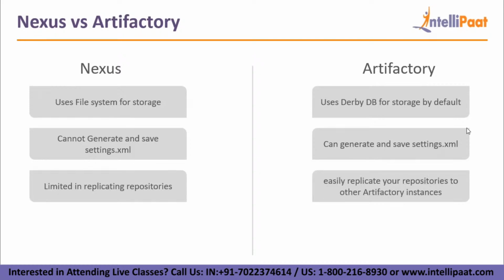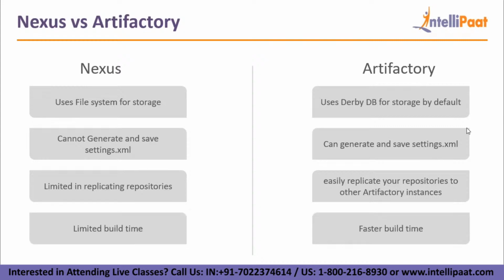Nexus is limited in replicating repositories, whereas Artifactory can easily replicate your repositories to other Artifactory instances. So basically what is being said is that Artifactory can much more seamlessly replicate any repository that you may need to use and then store it in an Artifactory instance, whereas Nexus cannot do the same thing. Nexus has limited build time when it builds an artifact, whereas Artifactory has a faster build time. So it can access all its artifacts much faster than a Nexus can.